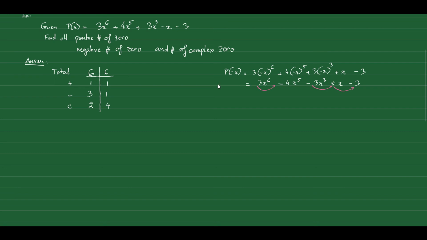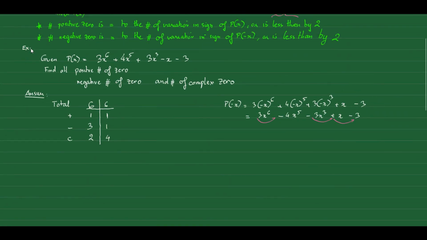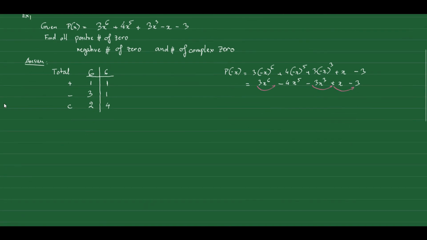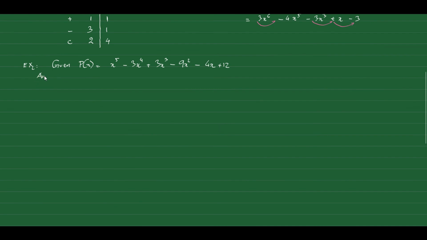Now let me give you another one. It's not really that bad, it's pretty easy. Given x to the 5th minus 3x to the 4th plus 3x to the 3rd minus 3x squared minus 4x plus 12. Same question: how many possible positive, how many possible negative? We know the total is 5.